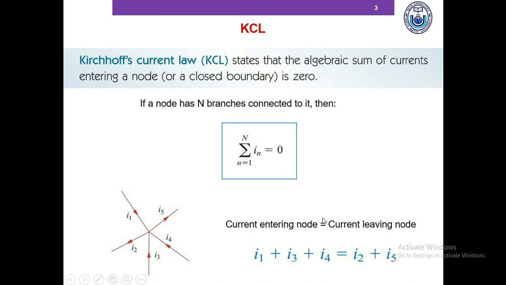So here the currents entering the node are I1, I3, and I4, and the currents leaving the node are I2 and I5, which means I1 plus I3 plus I4 is equal to I2 plus I5. So the current entering the node is equal to the current leaving the node, and this makes total sense because the node obviously cannot capture charge or cannot store energy.